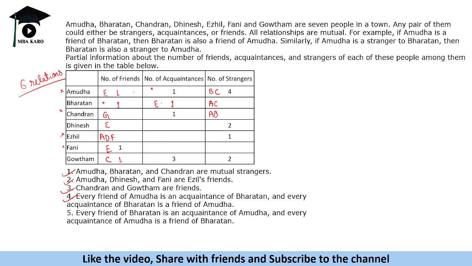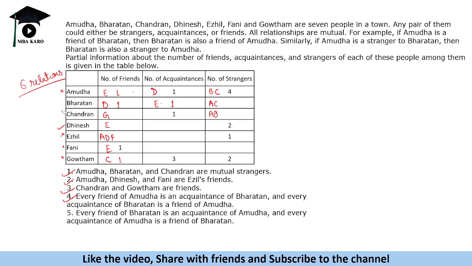Similarly, Gautam has only one friend, that is Chandran. So Gautam cannot be the friend of Bharatan. So from these statements, we have figured out that all these cannot be the friends. So only one person is possible, that is Dinesh. So Dinesh is the friend of Bharatan, and Dinesh is the acquaintance of Amudha also.